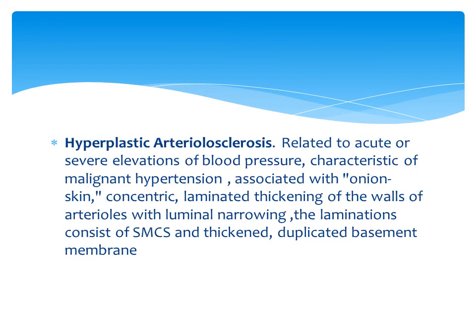In hyperplastic arteriosclerosis, this condition is related to acute or severe elevation of blood pressure, that is, malignant hypertension. In this case, there is concentric, laminated or onion-skin thickening of the walls of the arterioles with luminal narrowing. The laminations consist of smooth muscle cells and thickened, duplicated basement membrane. So this is the answer to part C.